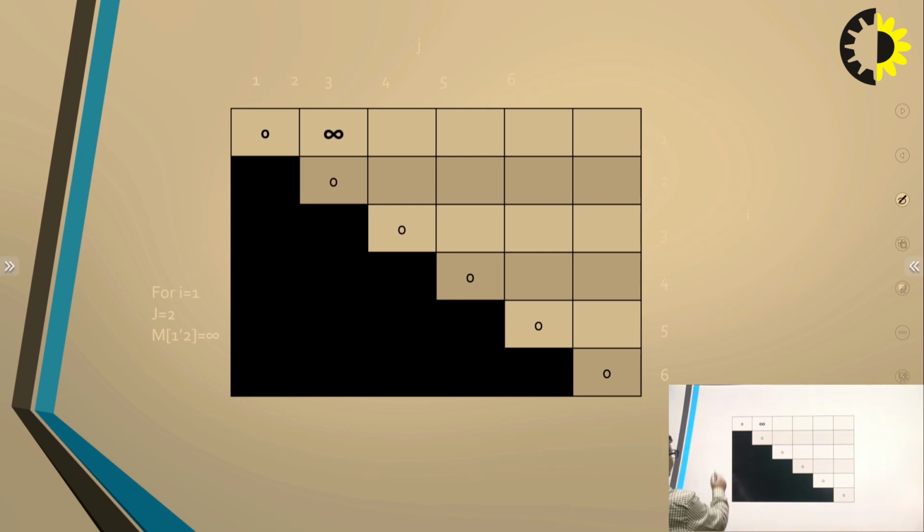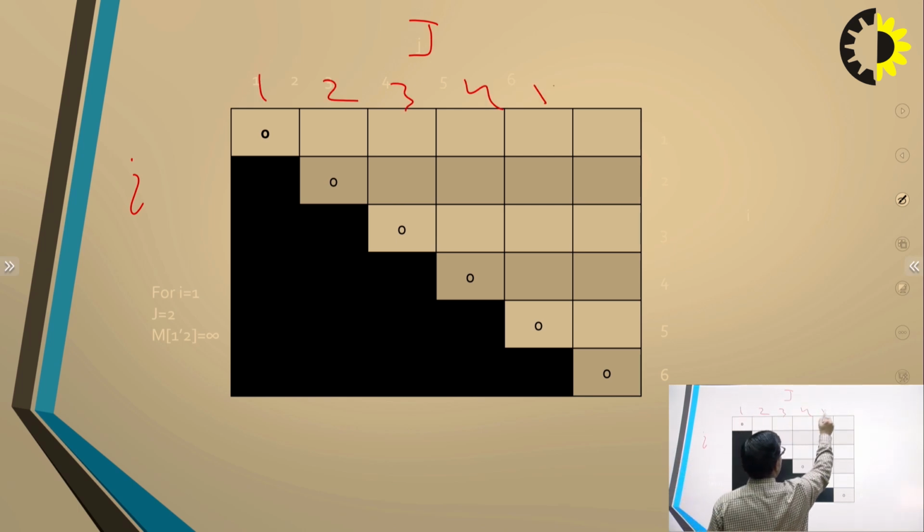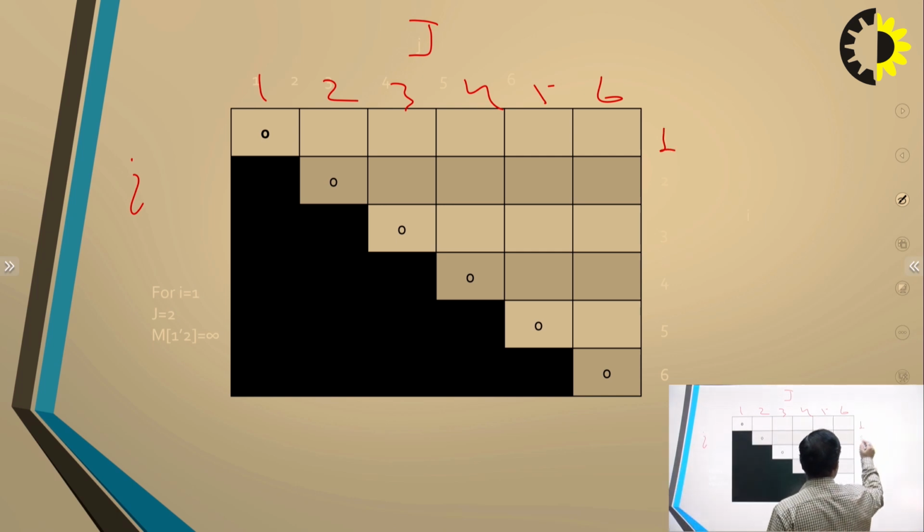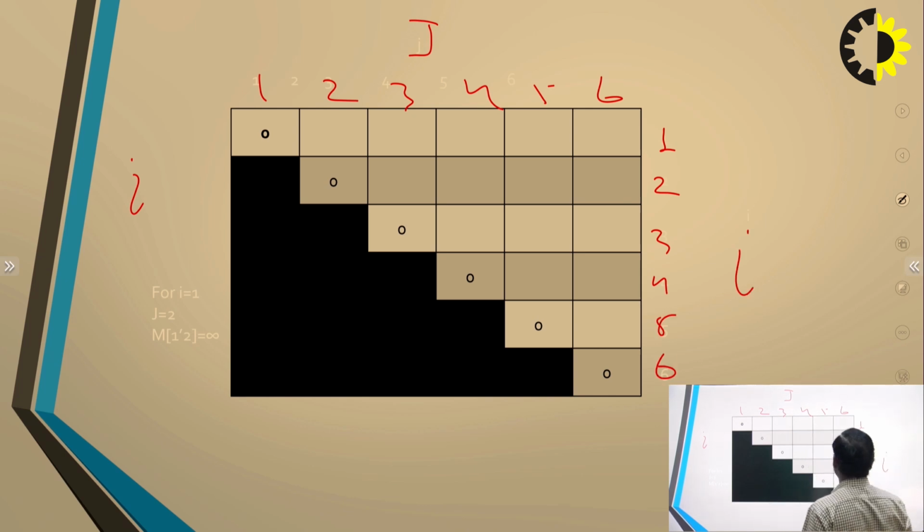Here we will again consider i and j, with indices 1, 2, 3, 4, 5 and 6 for both. These are i, and again it will be rotated by this.